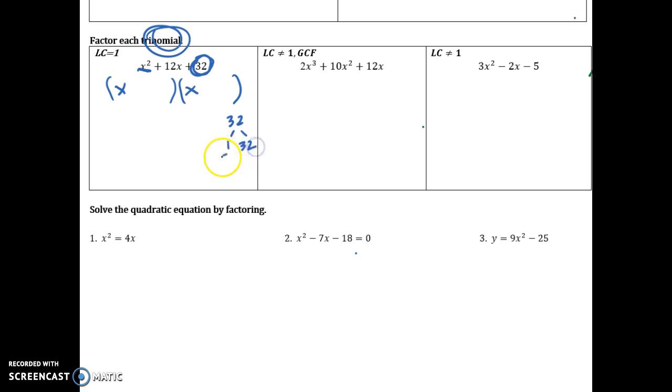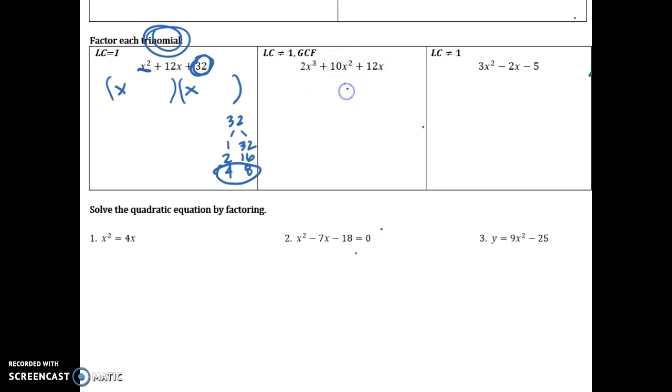1 and 32, 2 and 16. I don't think 3 works. How about 4 and 8? 5 doesn't work. 6 doesn't work. I think that's it. So which one of these combos can give me 12? And it's this one right here.